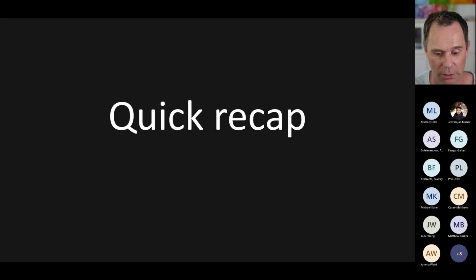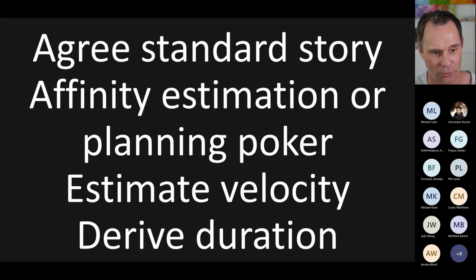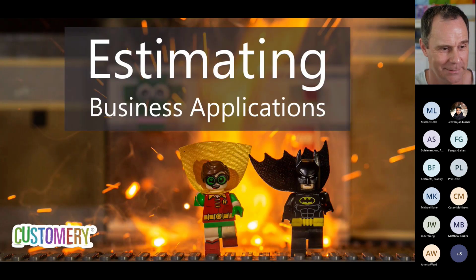So a quick recap of what we've managed to do. We've agreed our standard story. We have used affinity estimation or planning poker to estimate our backlog. We've estimated our velocity and used the Fist of Five game to reach consensus. And then we have taken that estimated backlog and derived the duration from it. That's all there is to story point estimation.